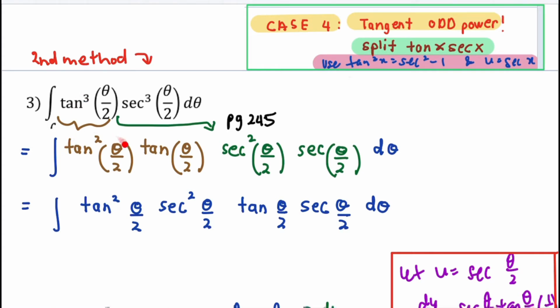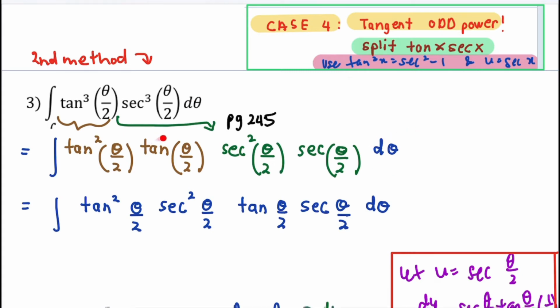So this is tangent squared theta over 2, tangent theta over 2. And you can see here that the next factor is secant cubed. We need to split this also because we need to prepare for tangent x secant x. Here we only have tangent x. We don't have secant x yet. So let's split this. Secant cubed theta over 2 is secant squared theta over 2 multiplied with secant theta over 2. And just rewrite back your d theta.